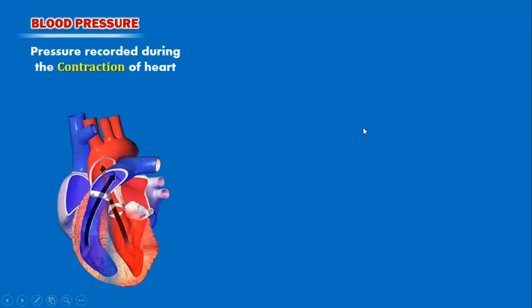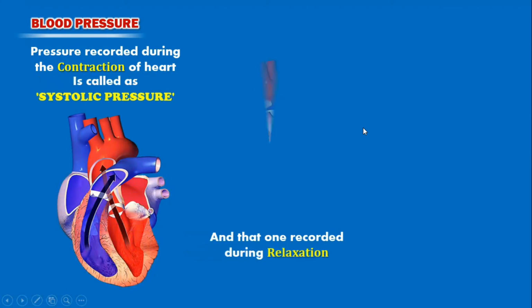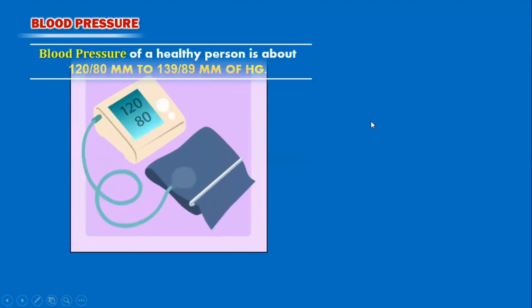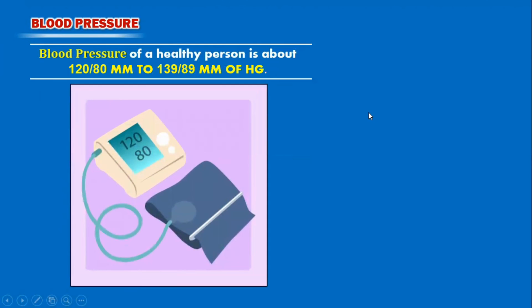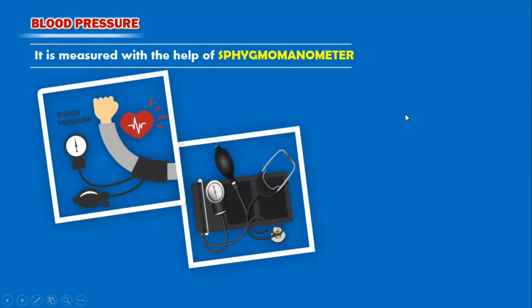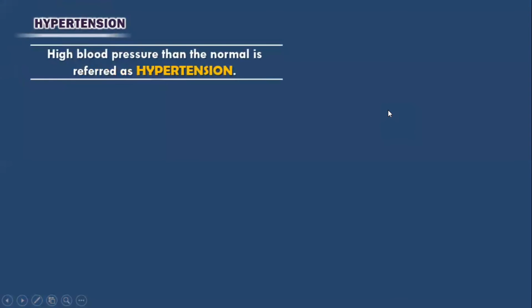Pressure recorded during the contraction of the heart is called the systolic pressure, and during relaxation it is called the diastolic pressure. Blood pressure of a healthy person should be around 120 by 80 mm to 139 by 89 mm. It is measured with the help of a sphygmomanometer. This is your blood pressure machine. Nowadays there are digital machines also.